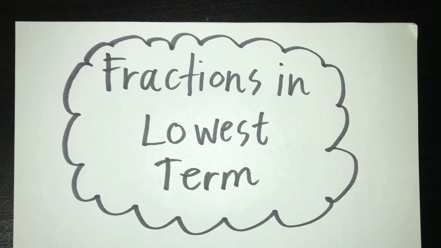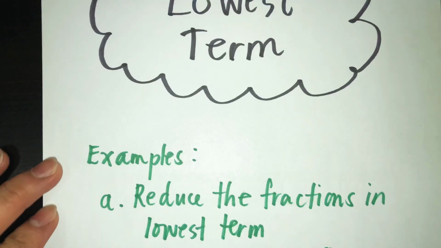in simplest form. A fraction is said to be written in lowest terms if its numerator and denominator are relatively prime. So what we're going to do is get the HCF of the numerator and the denominator, and we need to remove that in order to get it in lowest terms. So let's have an example.